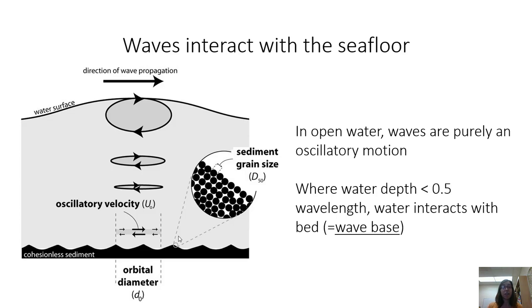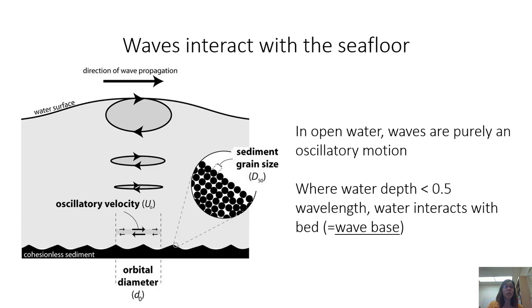The figure on the left here is showing the circular motion of a wave in the open ocean. In the open ocean, waves are moving in an oscillatory manner. It is circular. Where the water depth is less than half of the wavelength, that's when the water starts to interact with the sediments on the bed. And that's what we call wave base. When the water starts to interact with the bed, that's what we're calling wave base.